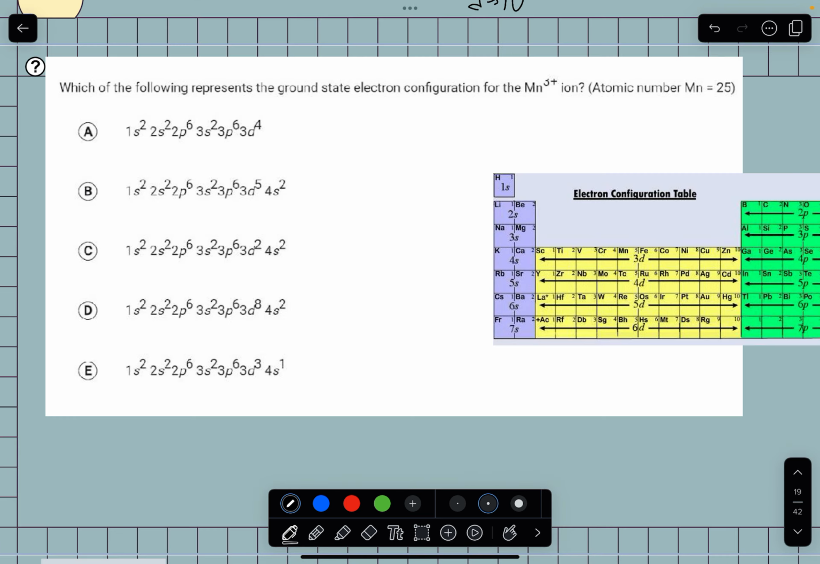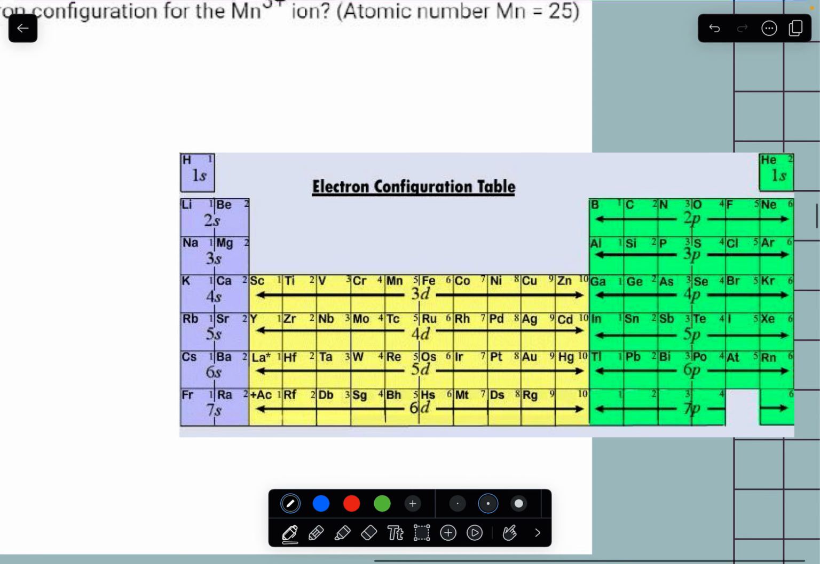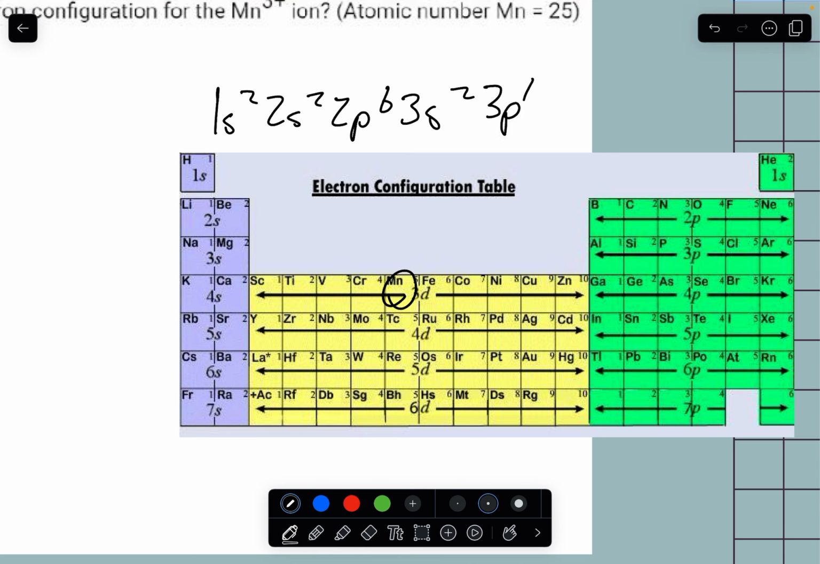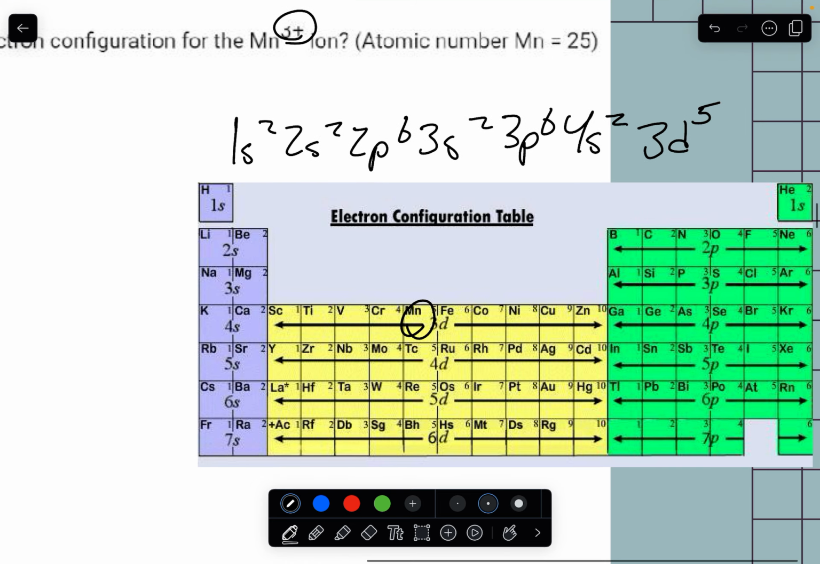Okay. So for this question here, which of the following represents the ground state electron configuration for the Mn3+ ion? Okay, so Mn is right here in the D block, and we have a 3 plus. So we should have 1s2, 2s2, 2p6, 3s2, 3p6, 4s2, 3d, 1, 2, 3, 4, 5. But remember, we have a 3 plus ion. So we're going to get rid of our 4s first, and then change the 3d to a 4. Get rid of one of those two.